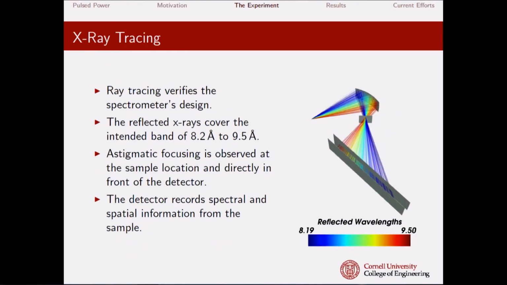So to verify that the design works, we did some X-ray ray tracing. We verified that we can see from 8.2 to 9.5 angstroms. This coincides with transitions of magnesium ions that will be used for diagnostic purposes in our plasmas. We can see the astigmatic focusing, so you can kind of make out that there's a vertical focus here at the sample location, and if you'll trust me, there is a focus on this first gray plane here. This was the sagittal focus. And then finally, the pattern on the detector shows spectral information and spatial information, as we expected. And this was done assuming a mica crystal operating in the second order of reflections.